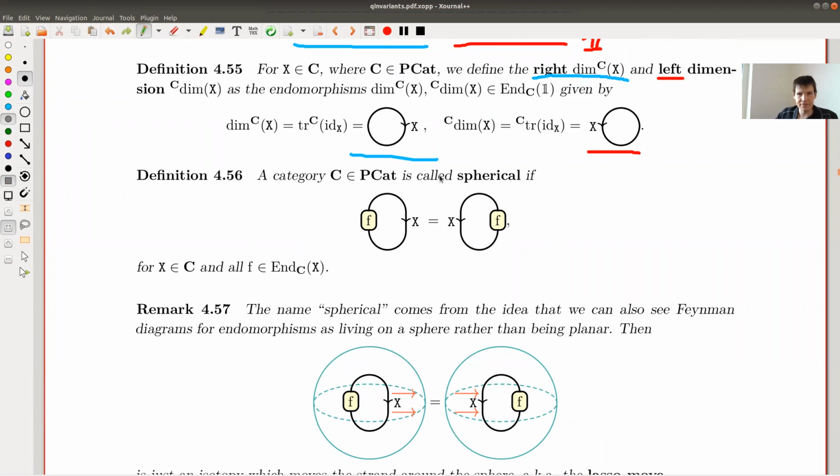left and right traces, and thus also left and right dimensions, because left and right I can't draw anymore.